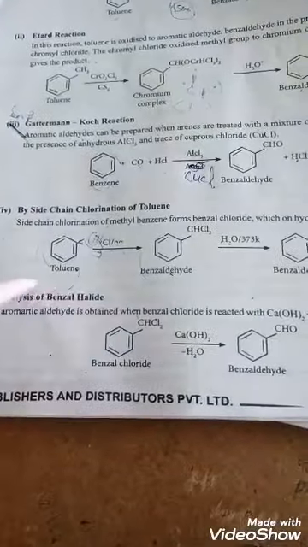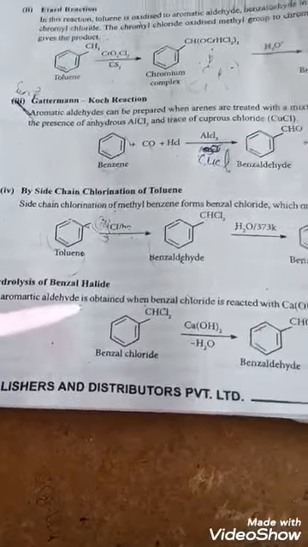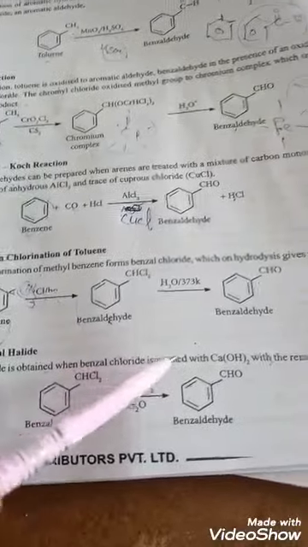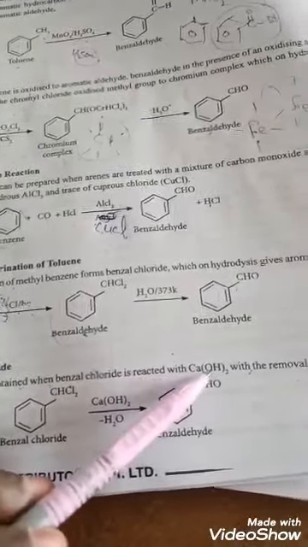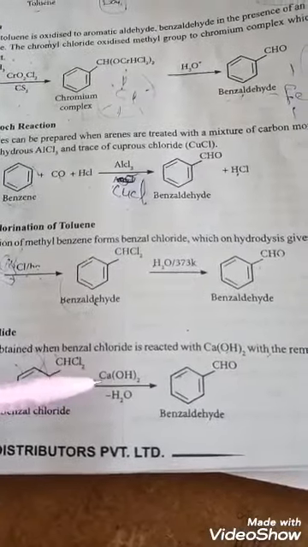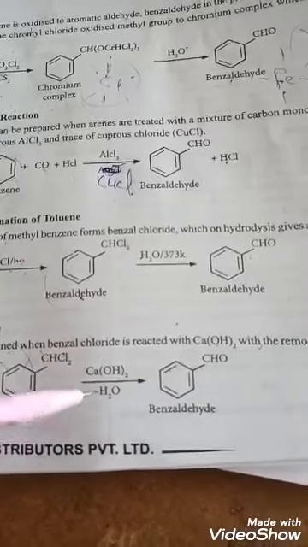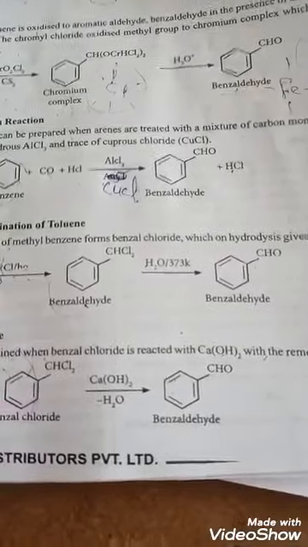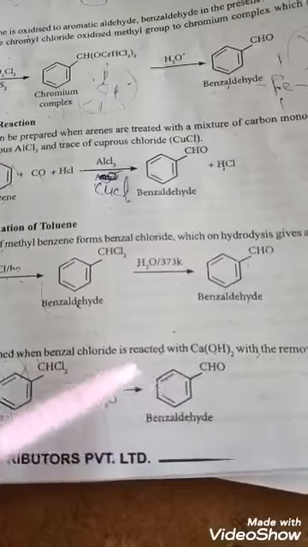And the next one, hydrolysis of benzyl halide. An aromatic aldehyde is obtained when benzyl chloride is reacted with calcium hydroxide with the removal of a water molecule. So this is the benzyl chloride, in presence of calcium hydroxide, forming benzaldehyde.